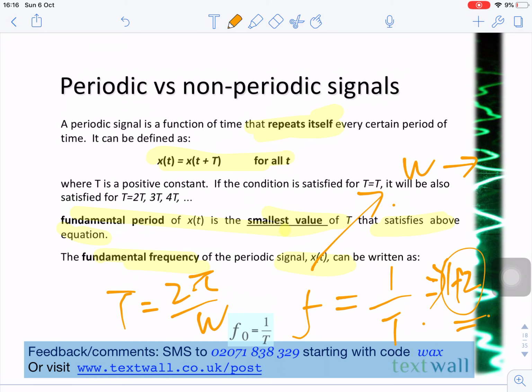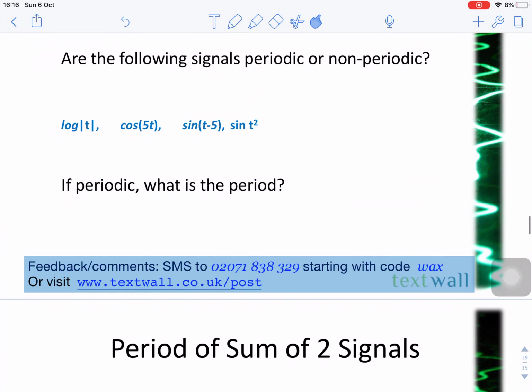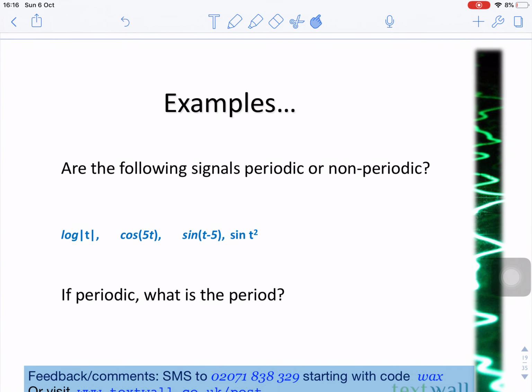Omega is how fast you rotate. The faster you rotate the angle, the higher the frequency. Frequency is just how many times you rotate per unit of time, and ω can be used when the unit is rad per second. Rad, or radian, is another way to represent the degree. So let's talk about whether signals are periodic or non-periodic.